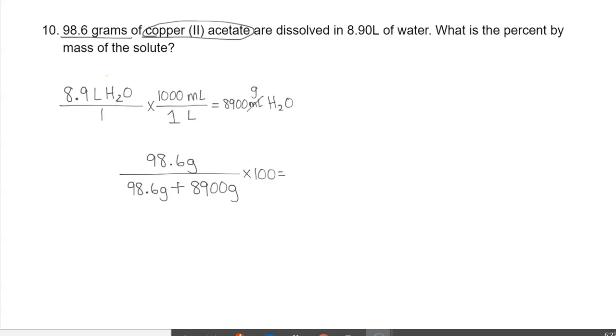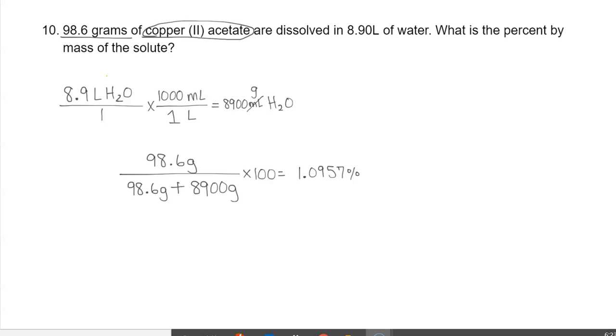So let's go ahead and calculate this. 98.6 plus 8,900. That gives us 8,998.6, and then we'll just do 98.6 divided by that value. Converted to a percent, this is 1.0957%. So this solution is actually very little copper 2 acetate when you're looking at it as percent by mass. It's just over 1% copper 2 acetate.